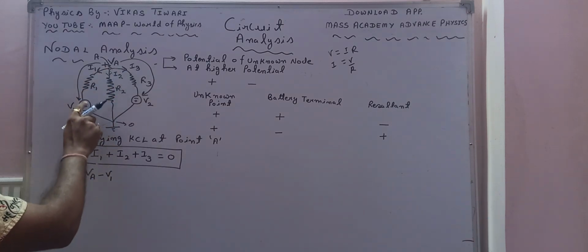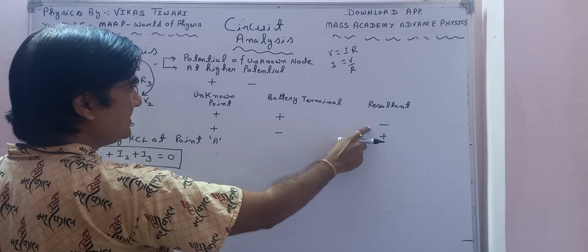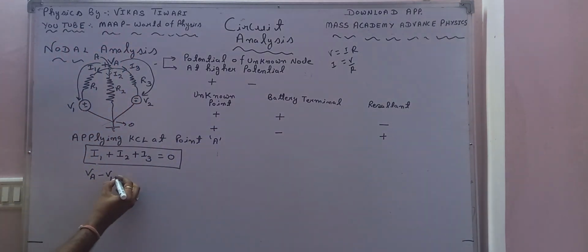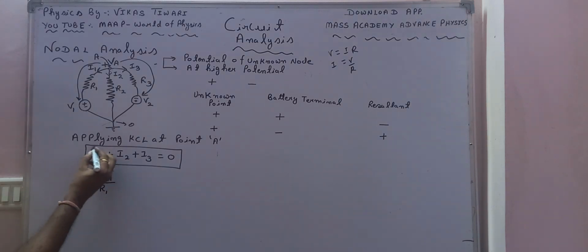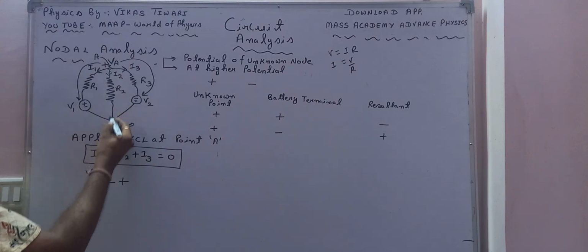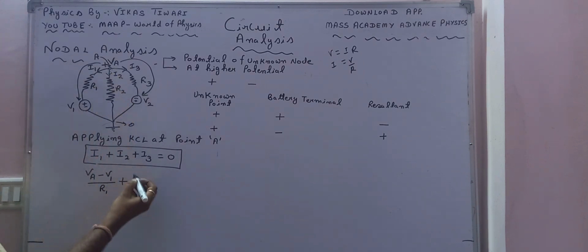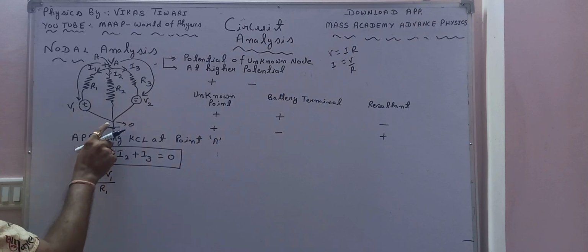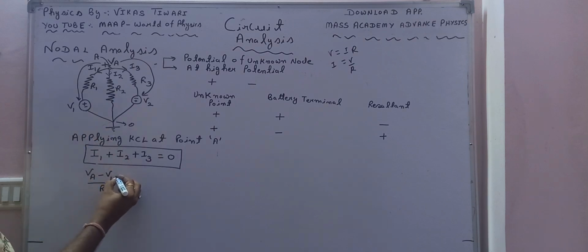Whenever it is plus face plus face plus, the resultant is minus. So it is VA minus V1 upon R1. Okay, so this is I1, plus there are no other battery sources in this branch. You can also write this voltage as 0, but I am saying there is no significance of 0, so I am writing it like this.